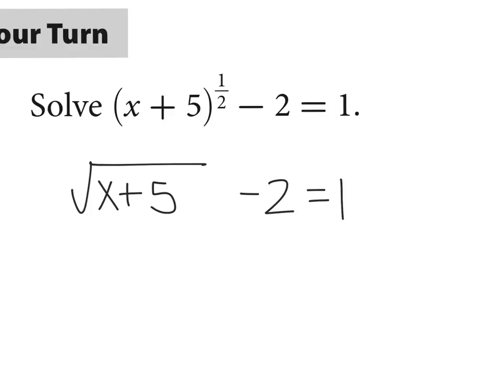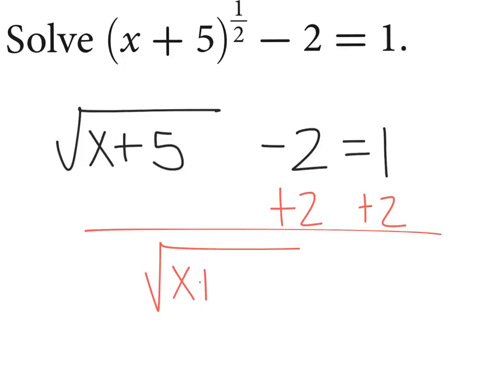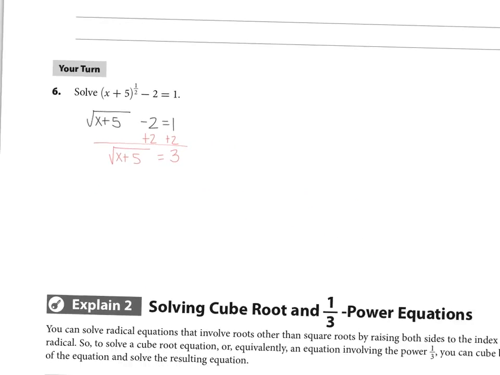But if I'm solving this, then the idea of solving is to get x by itself. How would I do that? Sure, add 2 to both sides. That looks a lot better, doesn't it? Square root of x plus 5 equals 1 plus 2 is 3. Okay. That's what we're going to do next.